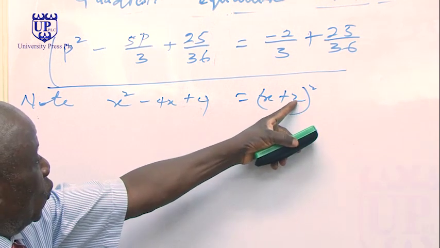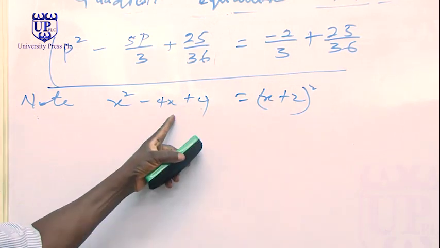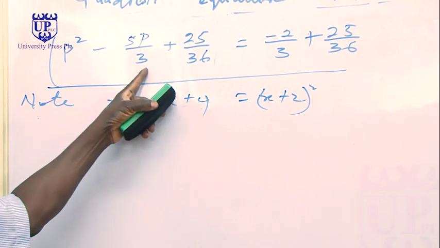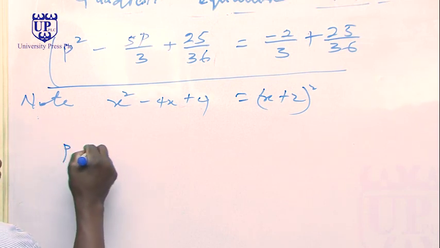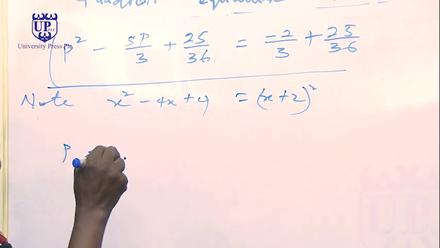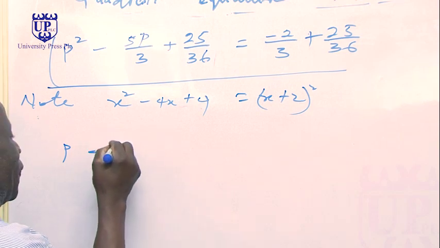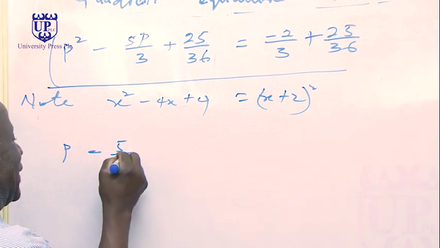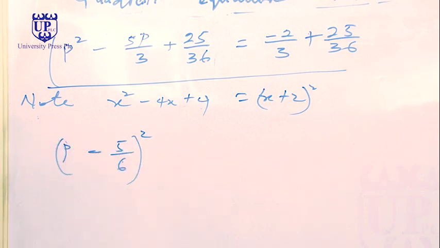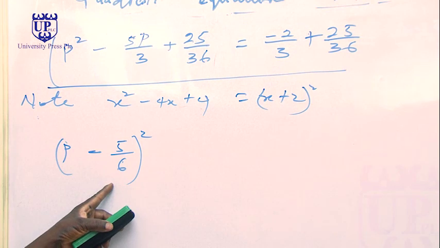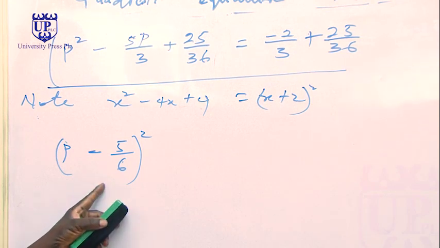When you double this, you get this. So this one becomes what? P minus 5 over 6 all squared. Please, I want to do something here, because I don't want you to think that I'm doing magic.